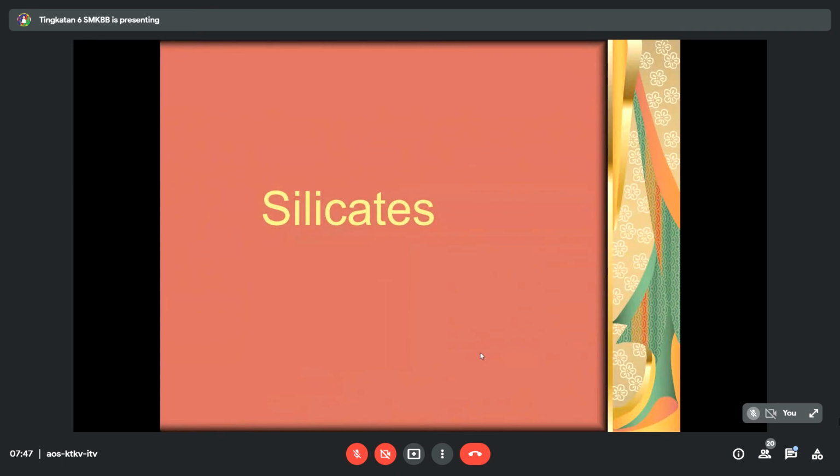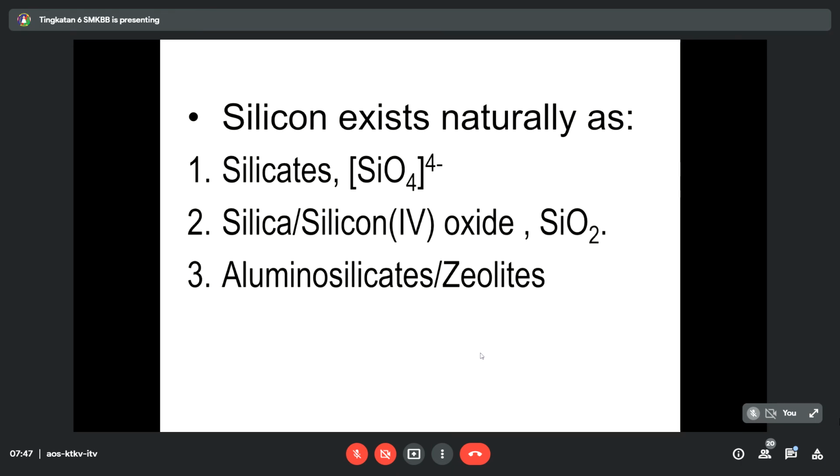Okay, so that means we're going to look at silicates. Because there are how many types there? 3 types. They all contain Si and O. So we are looking at silicates now. These 2, I think we were only able to do them on Monday.